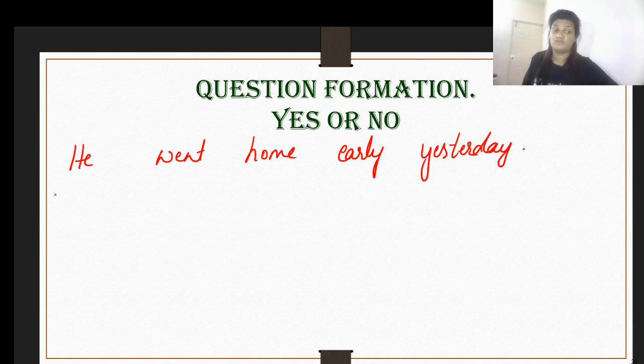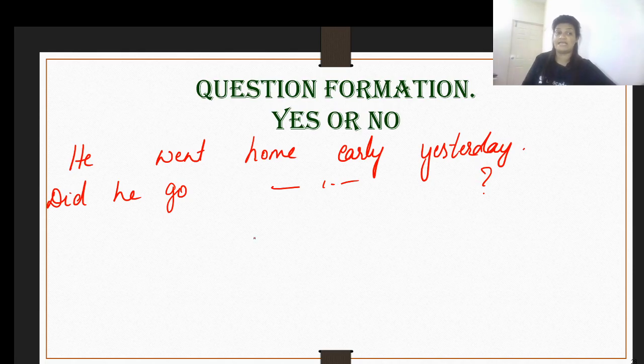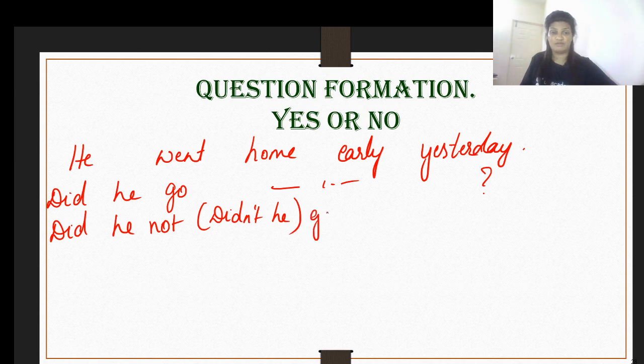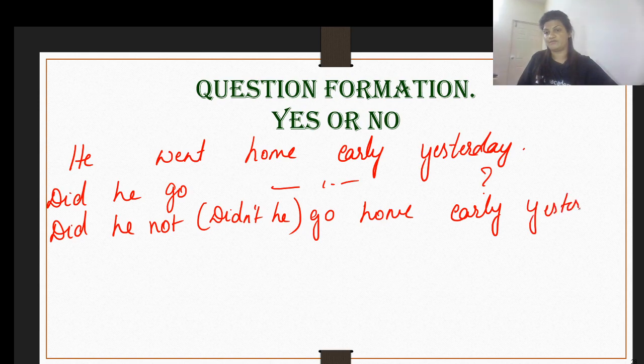Now, how do you convert that into a question? By introducing the word did and bringing the subject he and converting went into go, and home early yesterday, ending with a question mark. How will you make that as a negative? Well, by introducing the word not. Did he not, or didn't he? Didn't he, but keeping the verb intact. Did he not, or didn't he go home early yesterday? And there you have your question mark.